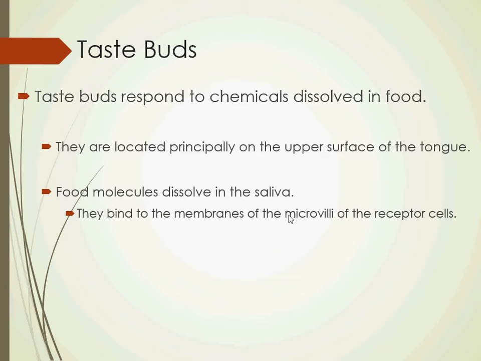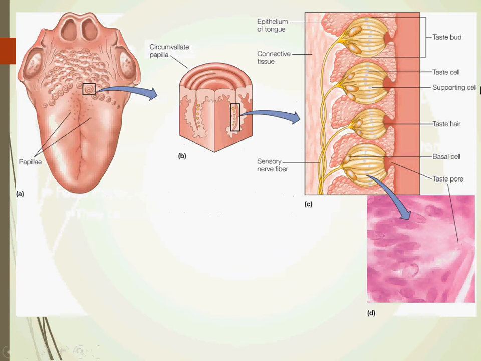Starting with taste, the taste buds respond to chemicals that are dissolved in food. They're mostly located on the upper surface of the tongue, and you eat food and you chew it, and the food molecules get dissolved in the saliva, and then from there they bind to the membranes of receptor cells, sending a signal to the brain about taste. Here is a rough picture of that.